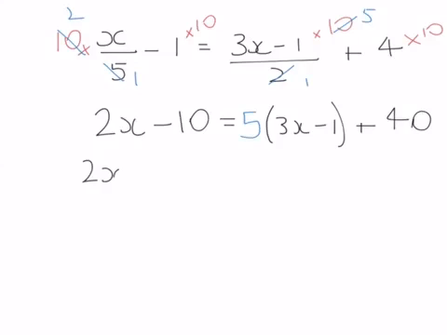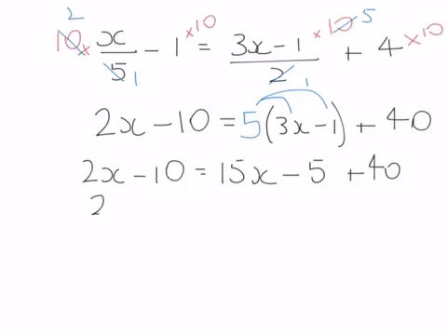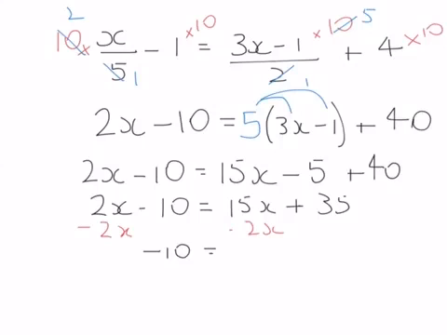Tidying that up a bit, the left-hand side stays the same, but the 5 has to multiply with 3x to give me 15x, and then the 5 has to multiply with the minus 1 to give me minus 5. So 2x minus 10 equals 15x plus 35. I'm going to get the x's onto the same side, so I'll get rid of the 2x, but whatever I do to one, I do to the other. So I'm left with minus 10 equals 13x plus 35.